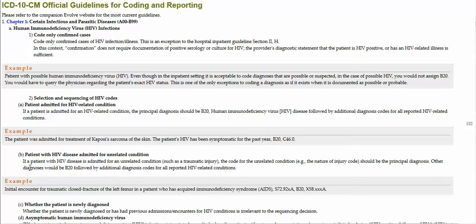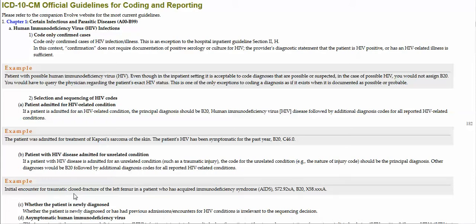And what it says here is if a patient with HIV disease is admitted for an unrelated condition, such as a traumatic injury, the code for the unrelated condition, e.g. the nature of the injury, so if they have a broken leg, should be the principal diagnosis. Other diagnoses would be B20 followed by additional diagnosis codes for all reportable HIV conditions.